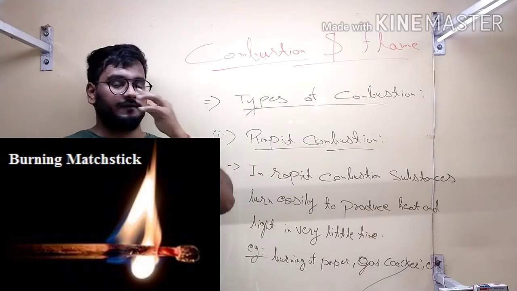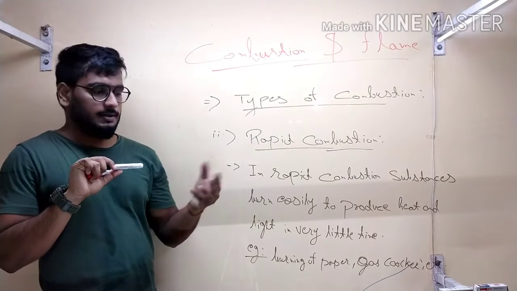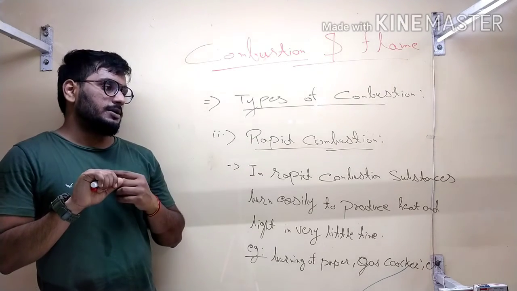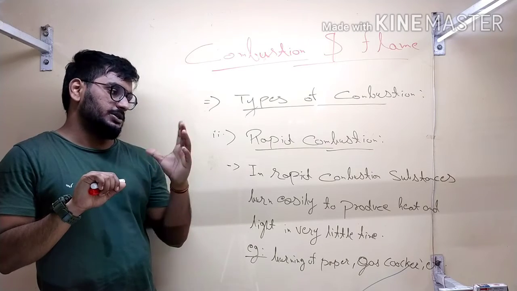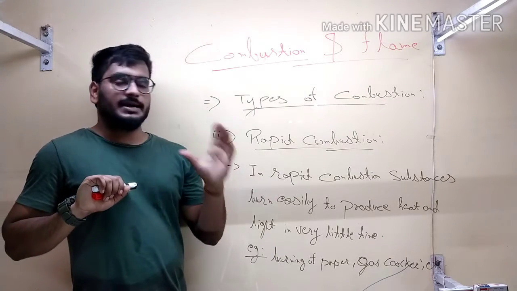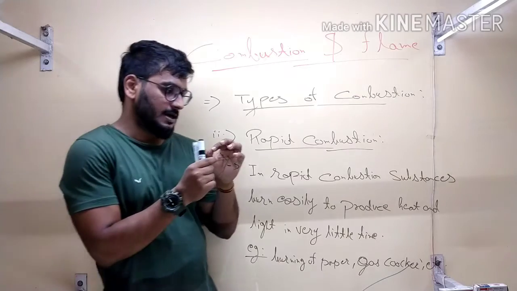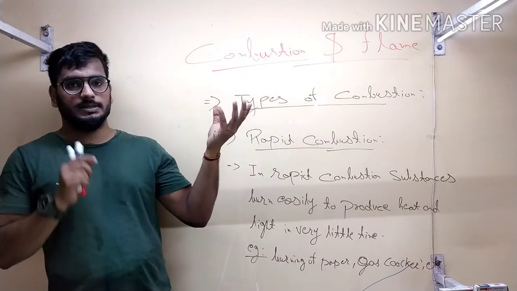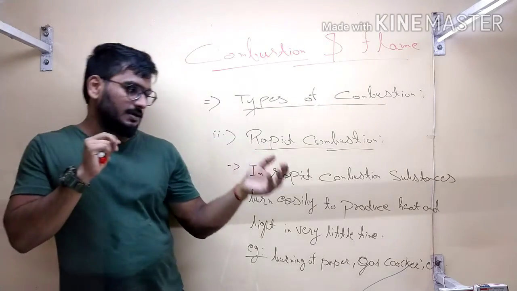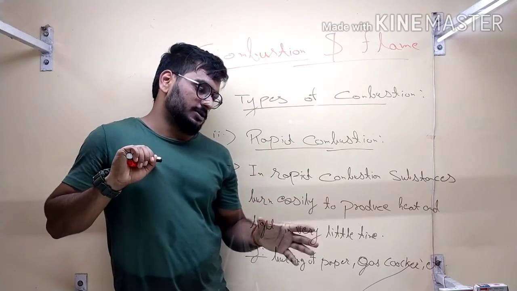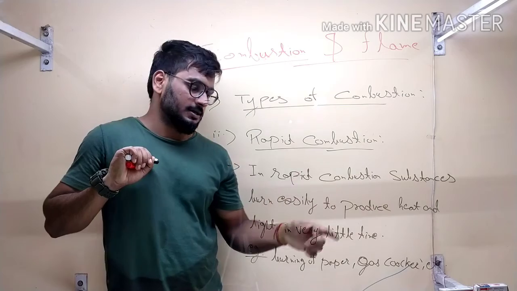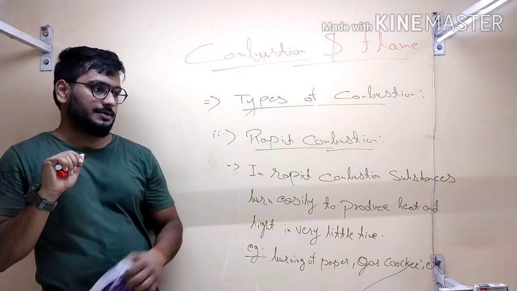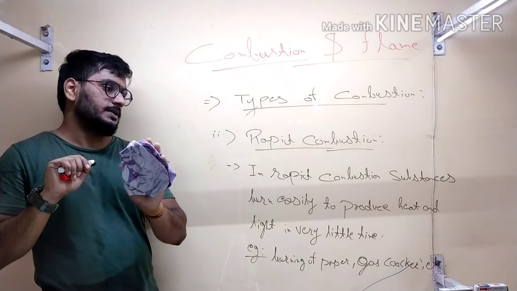And when you burn a paper or you burn wood, that is also an example of rapid combustion. The important thing in rapid combustion is that fire takes place easily. So when I burn a paper, it burns easily. So that is rapid combustion. And in that rapid combustion, heat is produced obviously, and light is also produced. Okay, that's my point. So the rapid combustion is done.